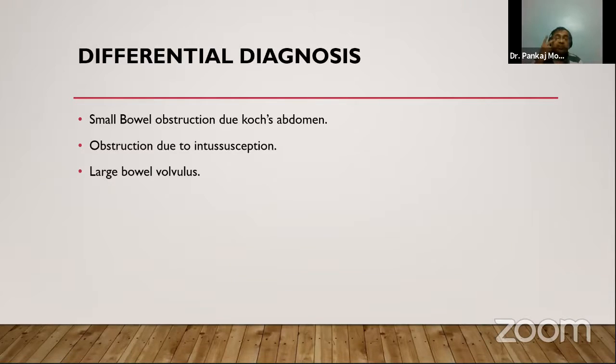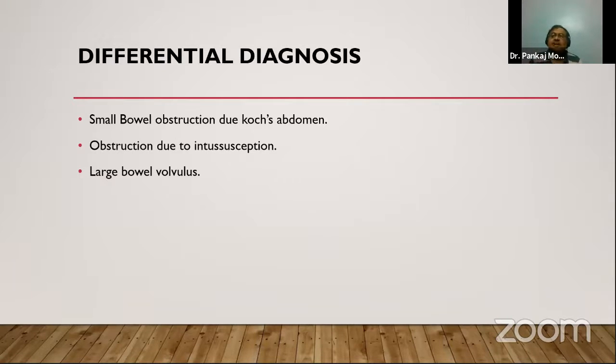You understand? The point is that again you have written Koch's abdomen. At this stage, I will not put a Koch's as a possibility. In India, you can argue that any patient can have a Koch's. But here, the possibility is a small bowel obstruction, because how will you explain both? It can be small bowel as well as large bowel volvulus.